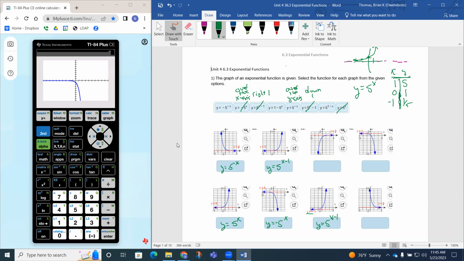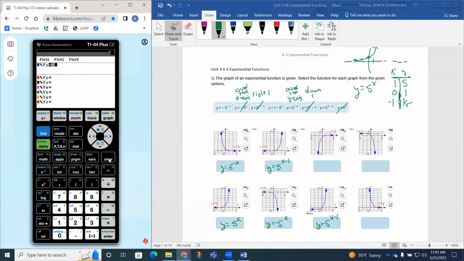So again, if I want to double check myself, y equals, clear that, 5 to the negative x. If I graph that, notice how it does match that. So now we're down to, we got 7 more to do.